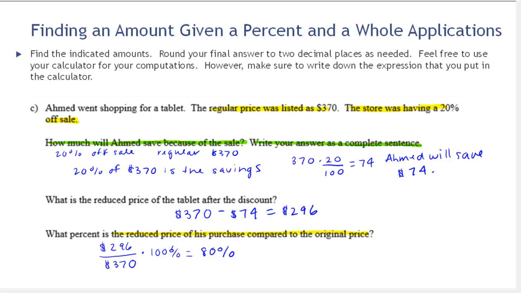So when a store is having a 20% off sale, another way they could say this, which they never do, is that you would have to pay 80% of the price. So 20% off is 80% of the price.